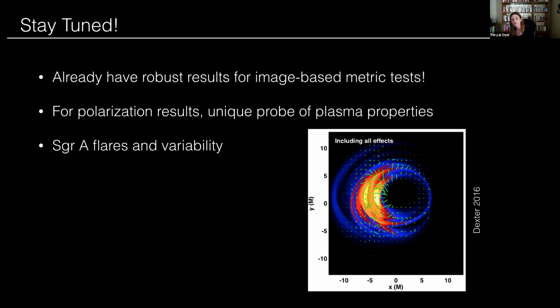For example, we have M87 polarization results coming out soon. That is a unique probe of plasma properties in addition to the total intensity that I discussed today. So this is a polarization map, entirely theoretical, from Jason Dexter, his work in 2016, including the various effects like rotation and absorption, polarized radiative transfer. So polarization, in addition to the intensity maps, is going to give us a new handle. And obviously we have some work on Sgr A* coming out, and some interpretation of flares and variability will give us more insight, hopefully, into what the plasma is doing, and eventually coming up with better first principles simulations for that.